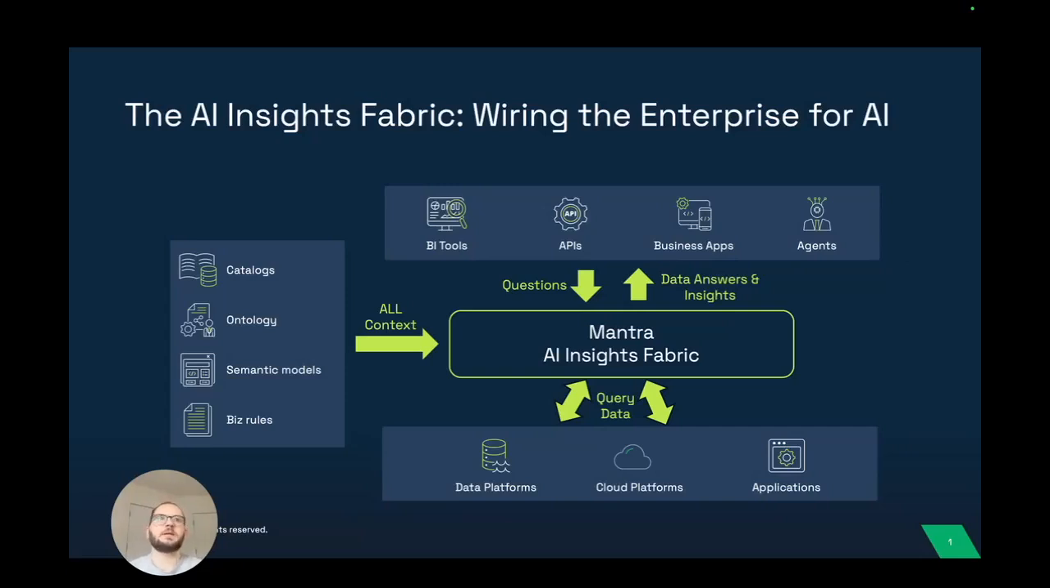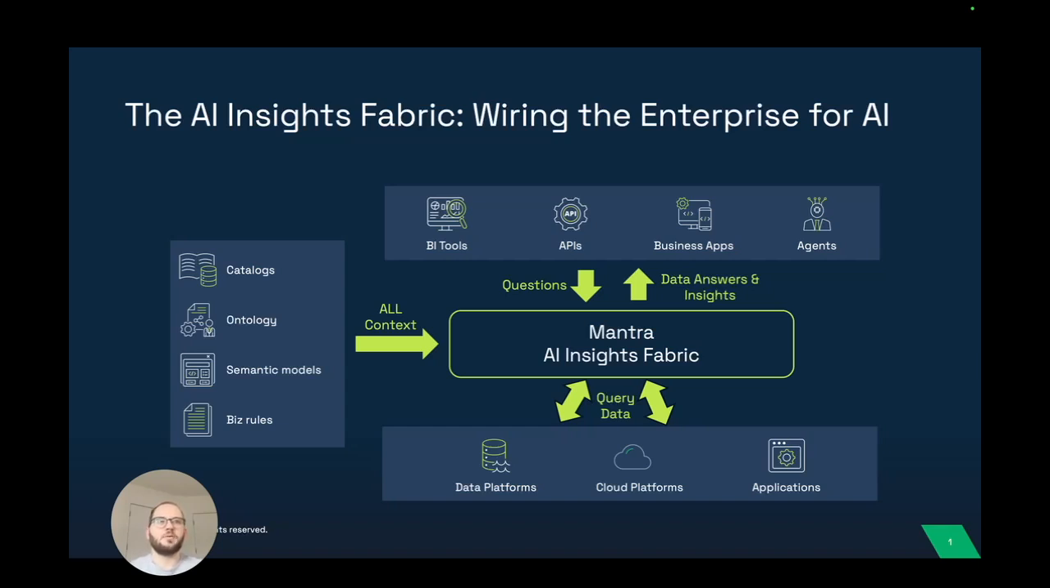In one sentence, it's how you give every person and every agent in your business trusted answers from all your enterprise data, in seconds and without moving any of it. The way we do that is with a drop-in architecture that connects to all your distributed data sources and is able to federate against them with zero copy.